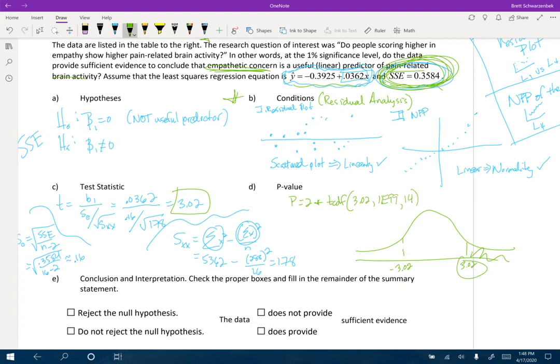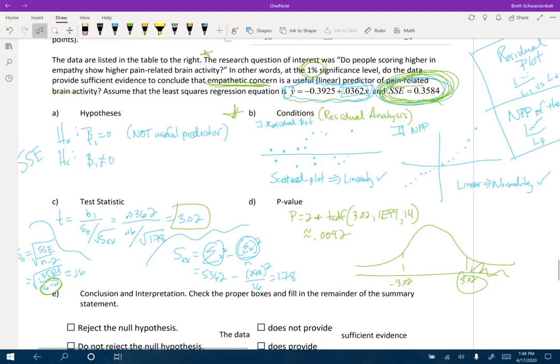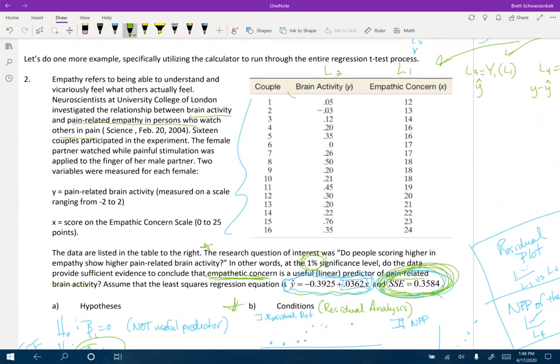Remember, degrees of freedom is here: 16 minus 2 is 14. You would do this calculation and you would get 0.0092. Interestingly enough, that's awfully close to 1%, but still it is less than it. So we would reject H naught, not by much, but we would reject H naught and claim that it looks like empathetic concern is a useful linear predictor for brain activity.